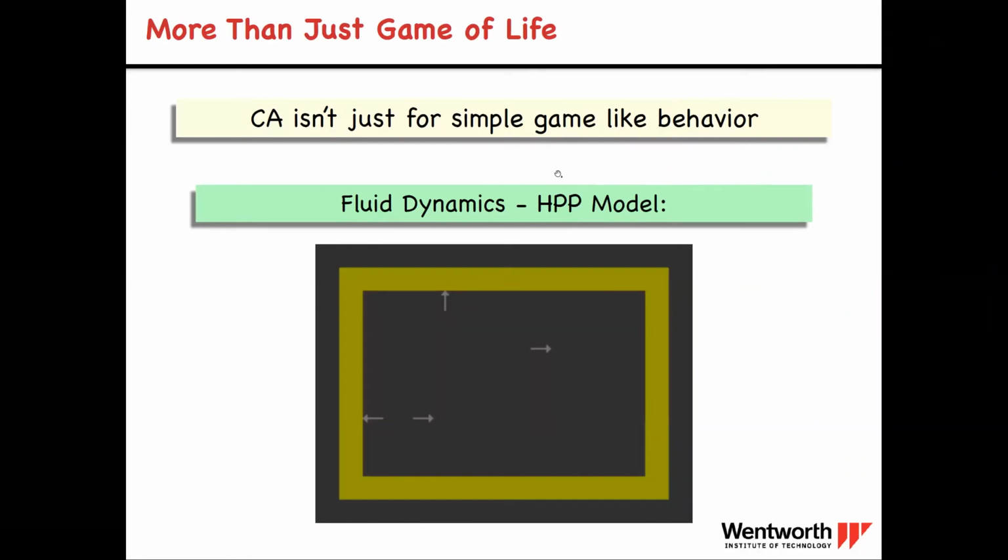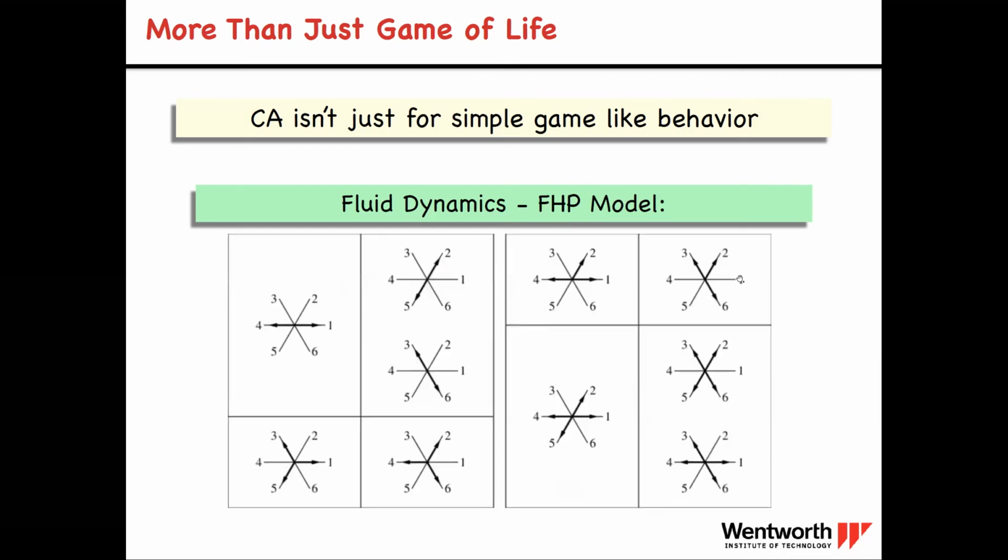So this is called the HPP model. The HPP itself is just the last names of the 3 guys that originally developed it. There's also a more complicated one, the FHP model, where you actually have a hex grid. So you have 6 directions, and this is it. These are the rules for what's known as the FHP1 model. You have a rule here, and then you have a probabilistic rule.